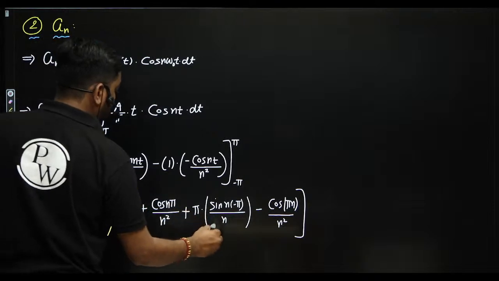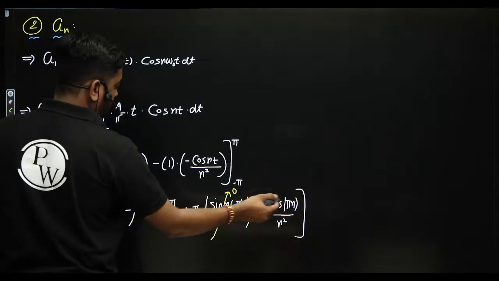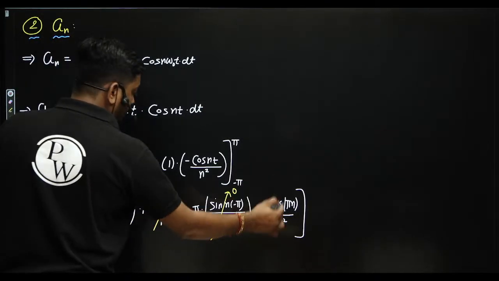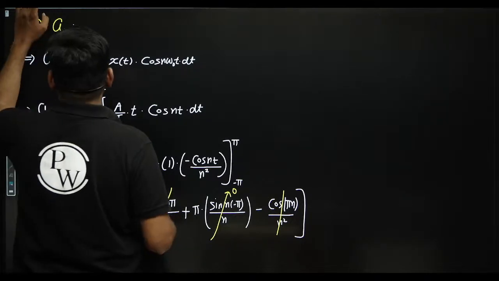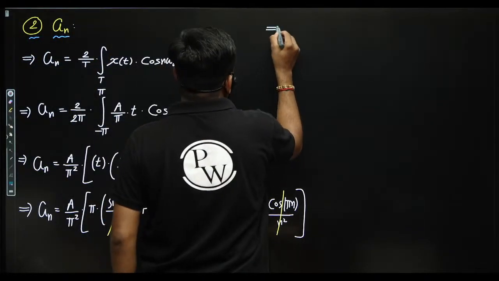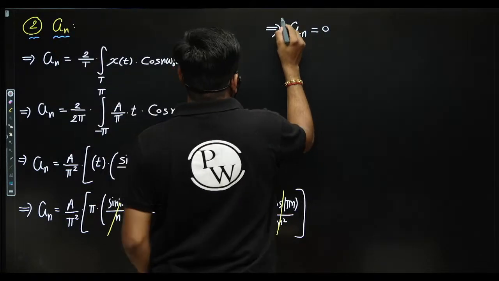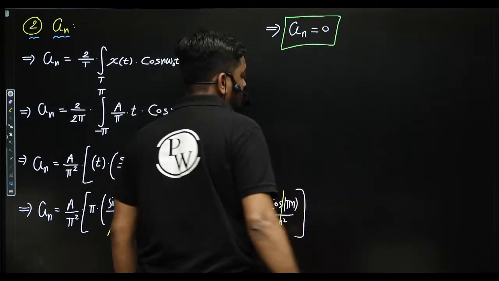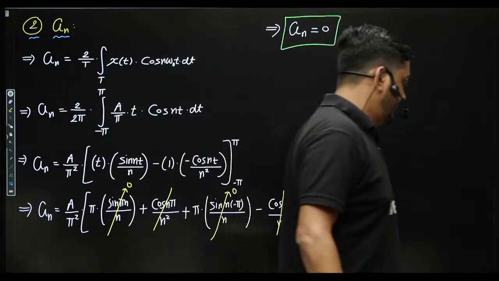This term is 0, this term also 0, guys. So we can say cancel out. Cos n pi by n square minus cos pi n by n square, so this is also cancel out, guys. So this term is completely 0. So that's why here we got the coefficient an is equal to 0. Clear? We got an is equal to 0, guys. So no cos term will come into picture in the Fourier series representation. Is this clear?